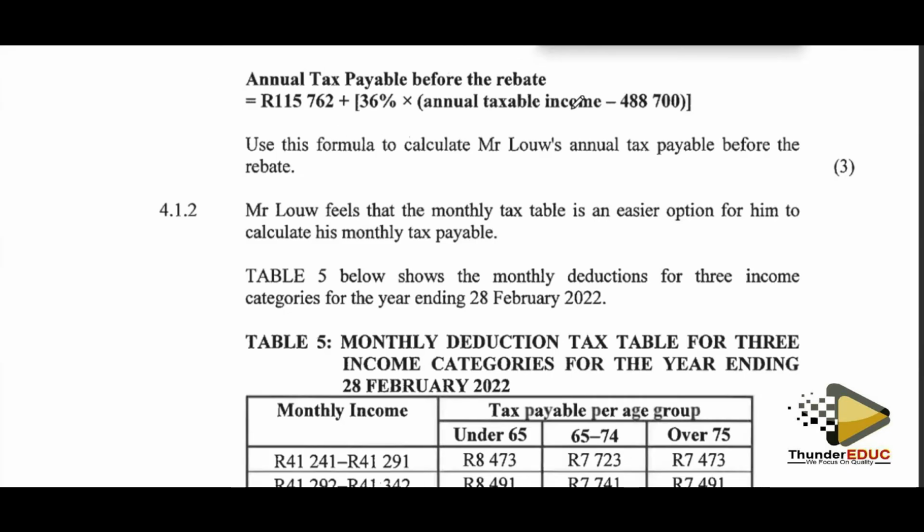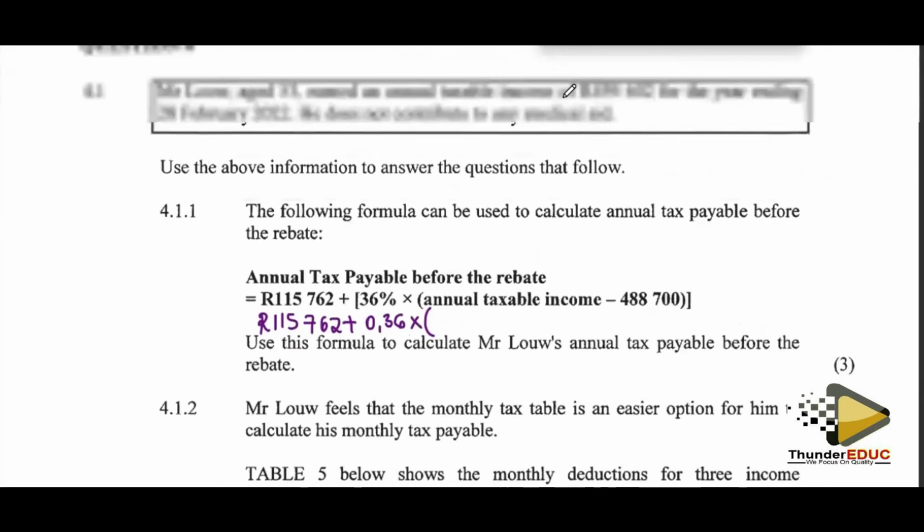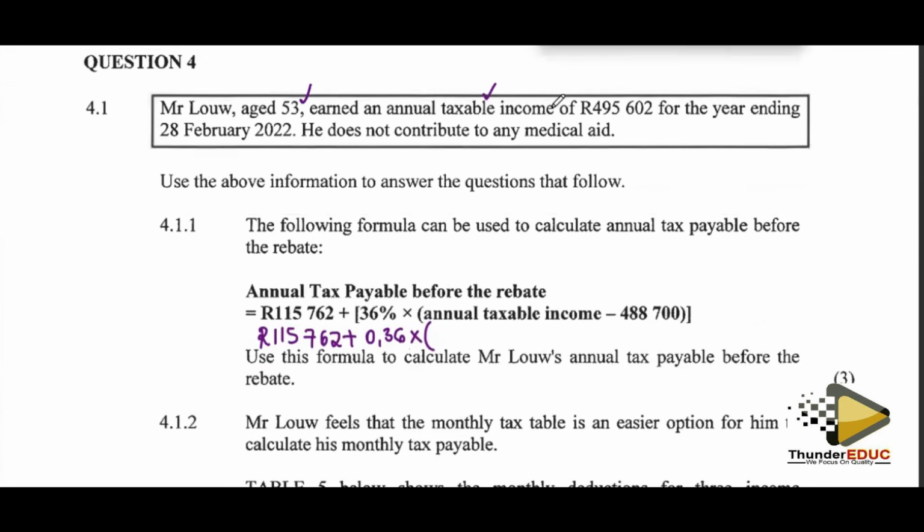Now, take note, once you're given a formula, please substitute correctly. I'm going to substitute R115 plus, I'll change this to the smalls, times the annual taxable income. Come back to the scenario: she earns an annual taxable income of how much? So you put it here, minus this other amount of money. Please do this, I beg.